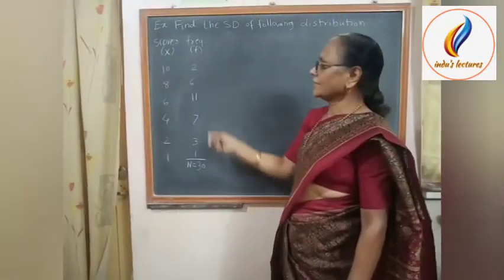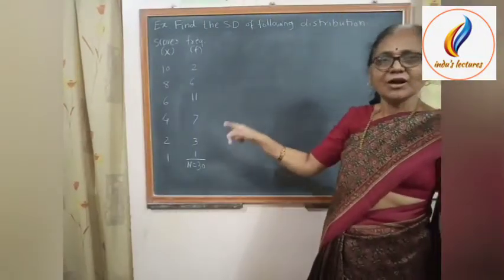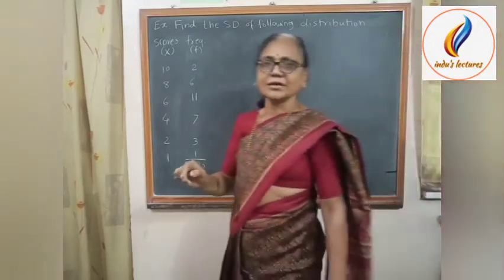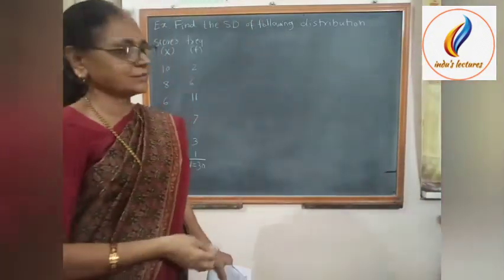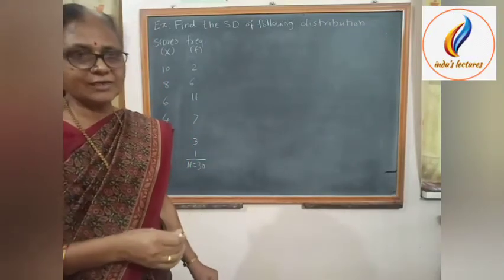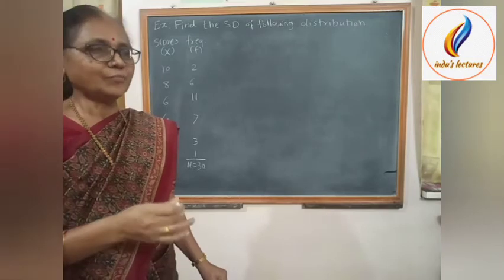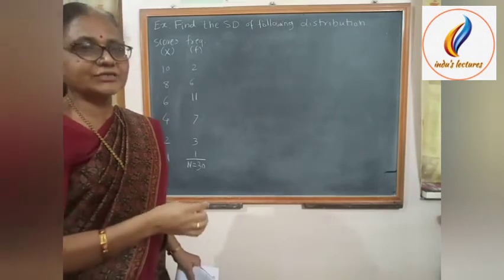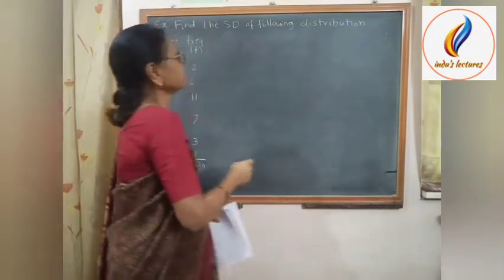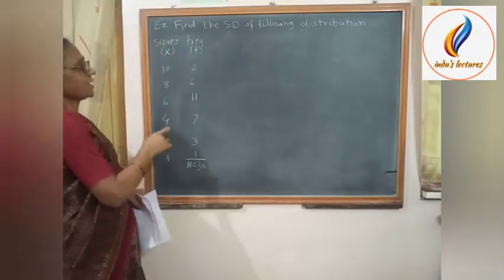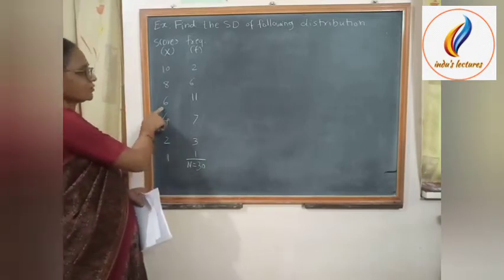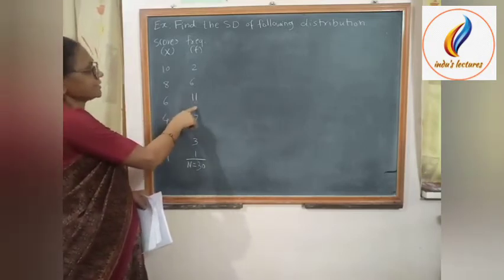This is the earlier example. This can be solved by another method, called the assumed mean method. In the last method, we calculated the actual mean, but here we assume the mean. Now assume the mean as a score whose frequency is highest. Now 6 is a score whose frequency is highest.